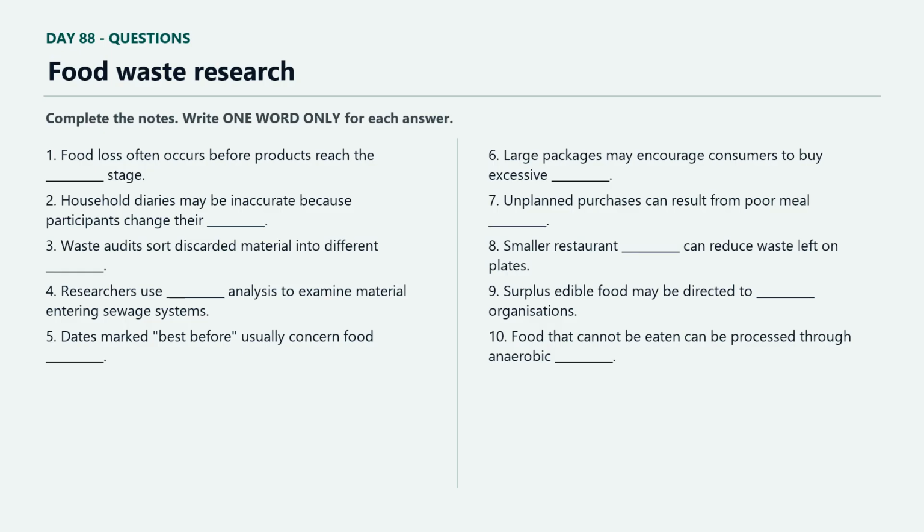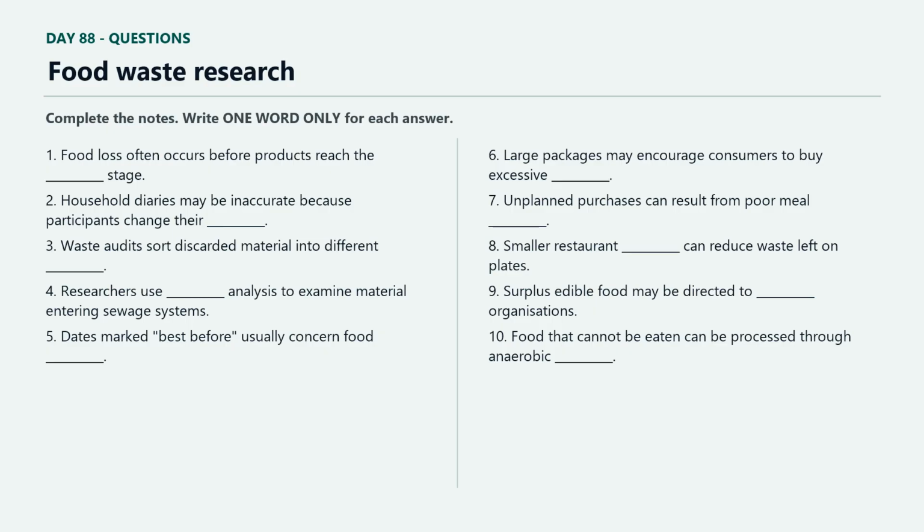A second approach is a physical waste audit. Researchers collect or sample rubbish and sort the discarded material into categories such as vegetables, bakery products, meat, and prepared meals. Each category can then be weighed, photographed, or assessed for whether the food was avoidable. Audits measure what was actually placed in bins, but they are labor-intensive and raise hygiene and privacy concerns. They also miss material poured into sinks or disposed of through waste grinders.